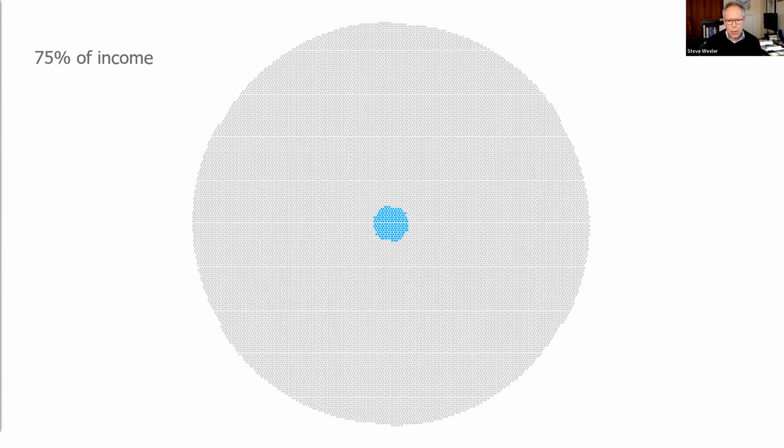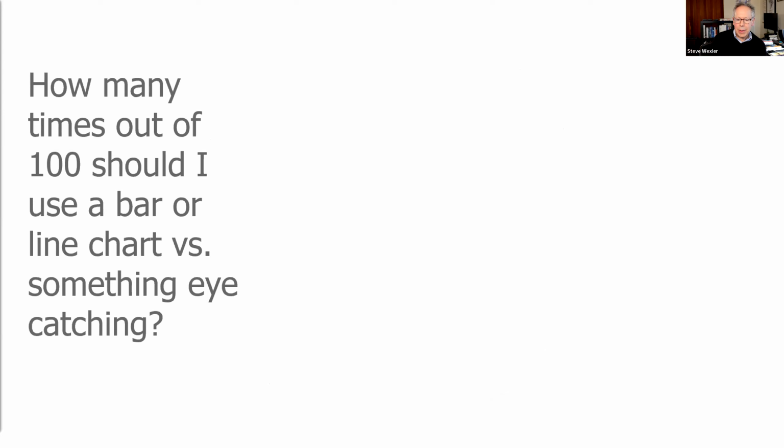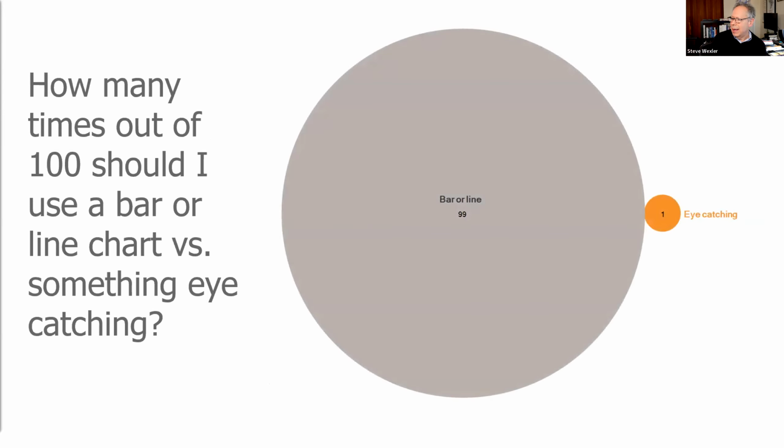And I can't believe I'm showing this, because if you were to ask me how many times out of 100 should I use a bar or a line chart for something eye-catching, I'd say 99 times out of 100 use the bar or line, but maybe you have a good reason for doing this. In any case, the impact was kind of this shock and awe. It was called the jawbreaker data visualization because it was the sound of people's jaws dropping when they saw the results and their jaws hitting the table.